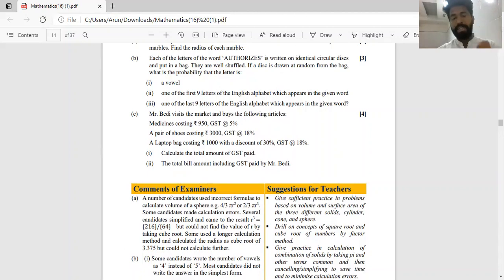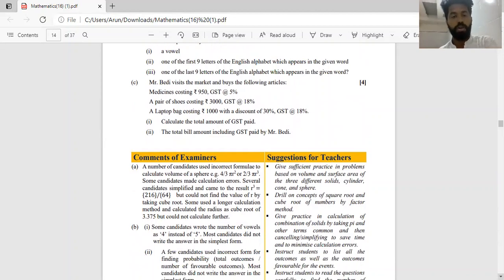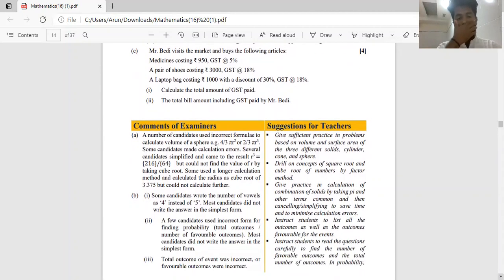Most candidates did not write the answer in the simplest form, which is very basic, something that has been taught to you earlier as well, that you have to write your final answer always in the simplest form. A few candidates used an incorrect formula for finding probability, total outcomes upon number of favorable. They did it the wrong way round. Total outcomes of the event were incorrect, or favorable outcomes were incorrect. Basically, there are only two concepts in this: favorable outcomes and total outcomes.